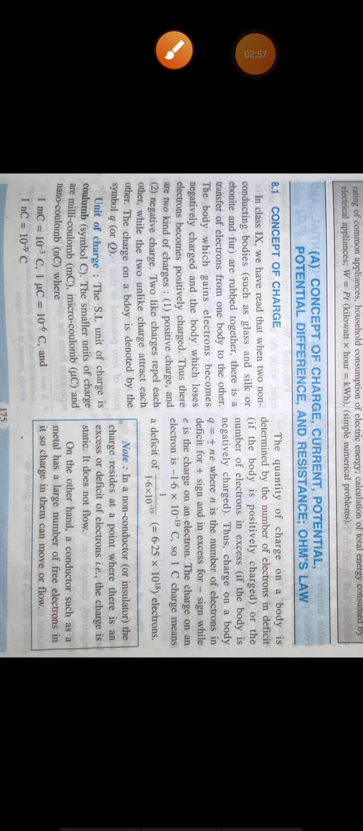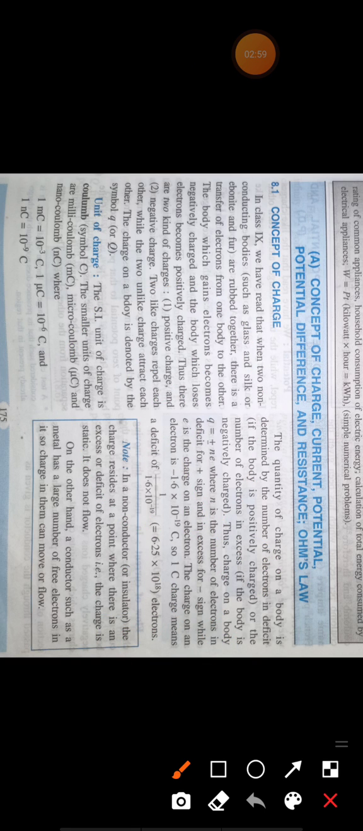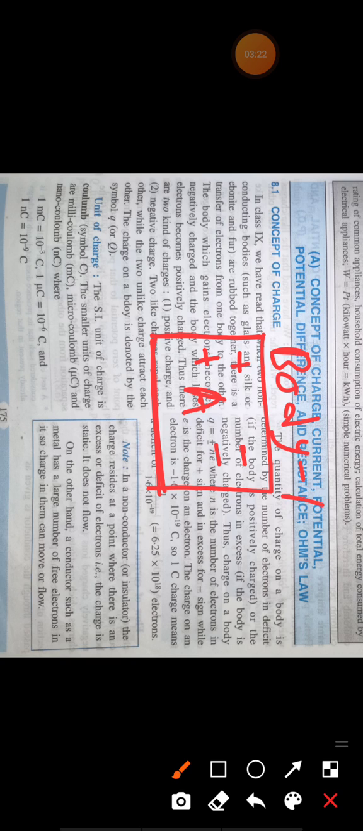Only negatively charged particles, electrons, can flow, because when these outermost electrons become free, they become free electrons, and these free electrons are mainly responsible for the flow of charge. Now a body gaining charge or losing charge means, suppose we have a body A which is electrically neutral. Neutral does not mean that it does not have any charge. It means that it has the same amount of positive charge as well as the same amount of negative charge. So that's why this body A is actually a neutral body.